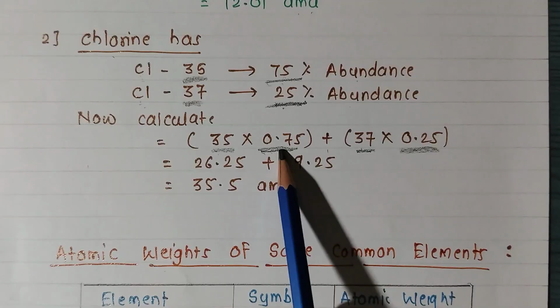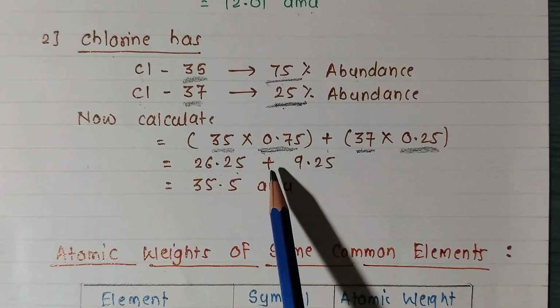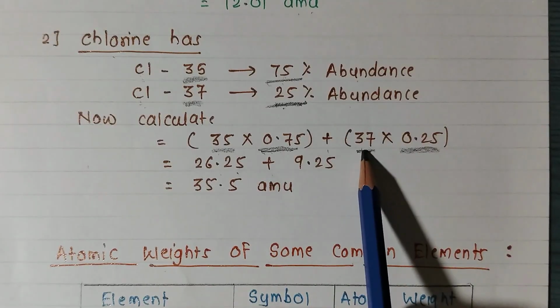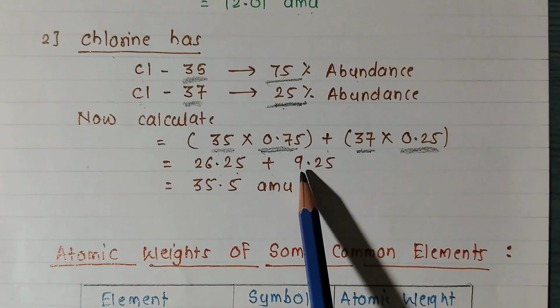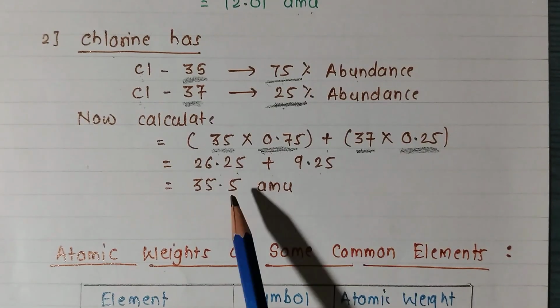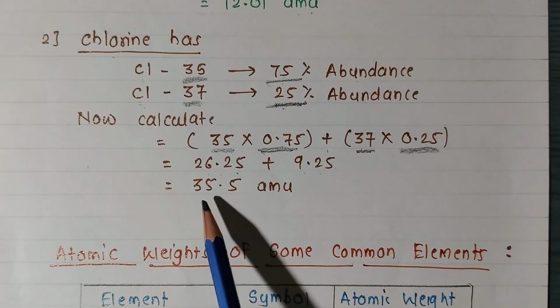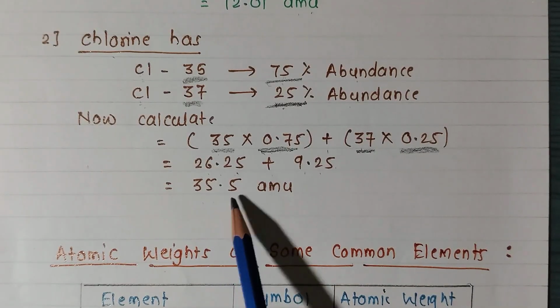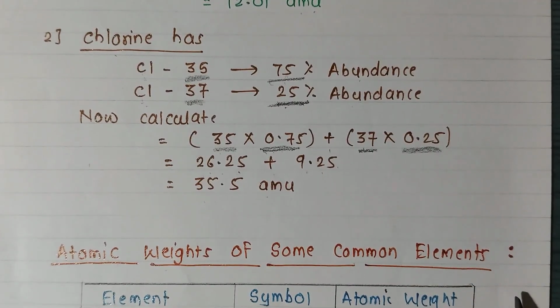So 35 into 0.75 becomes 26.25 plus 37 into 0.25 becomes 9.25. So 26.25 plus 9.25 becomes 35.5 AMU. So this is the atomic weight of chlorine.